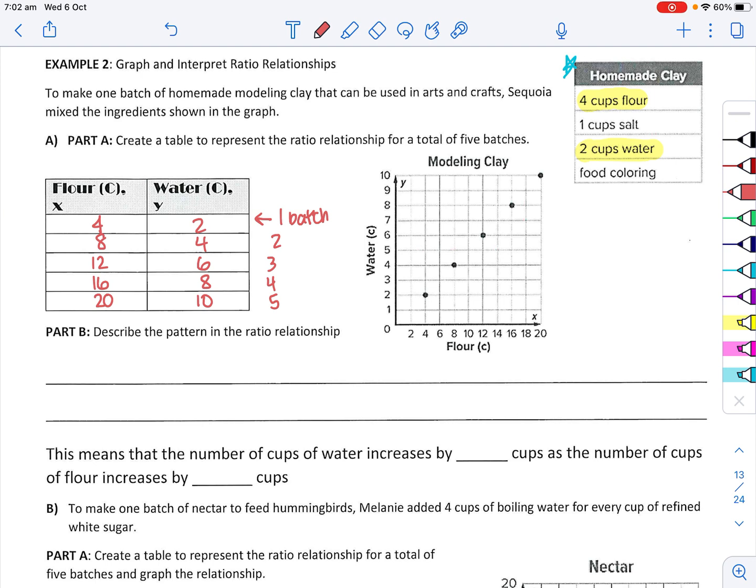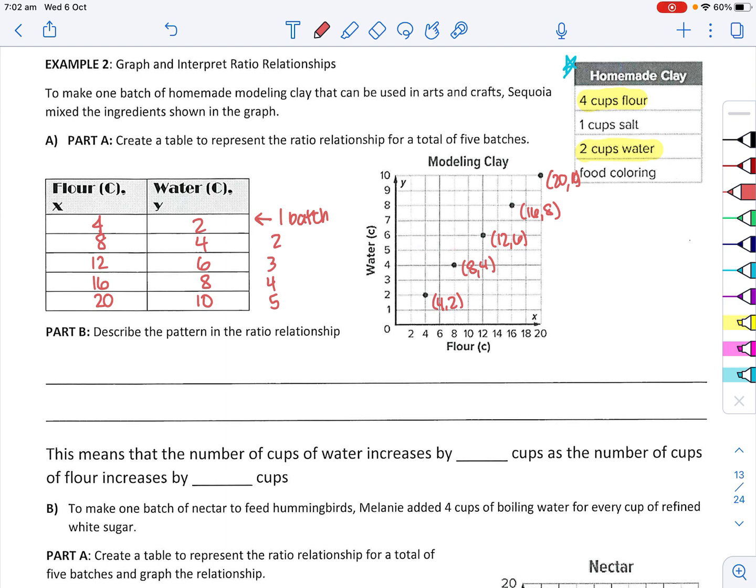The graph is already filled in for you, so you don't have to graph it. I was just showing where the points on the graph came from. So this is your 4, 2. This is your 8, 4. This is 12, 6. 16, 8. And then 20, 10. Okay, so there's the points on the graph.